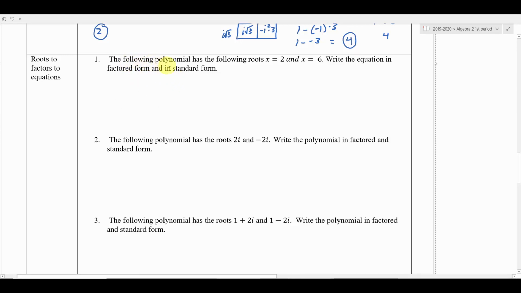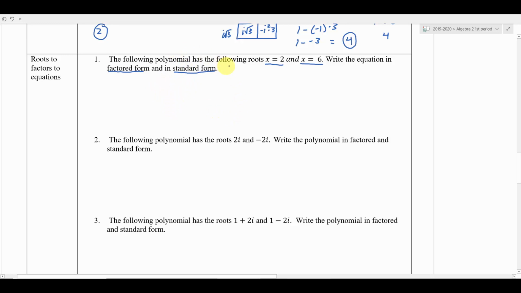It says that we have a polynomial that has the following roots: x equals 2 and x equals 6. All right, so we can't see the original equation here, but we can see the two roots, or the two x-intercepts, that the polynomial has. We want to write the equation in factored form and in standard form. So they want us to write the actual equation of the polynomial in both forms.